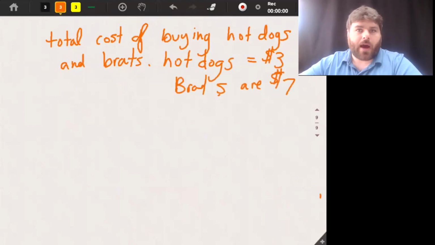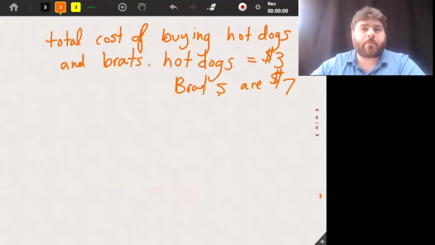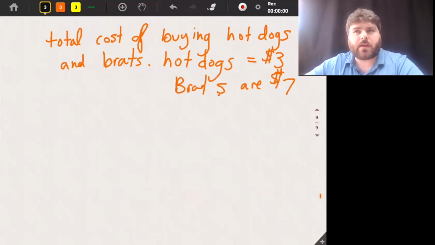I don't know how many I'm going to buy, but I want to come up with an expression that represents that number. So let's just come up with an example. All right, let's use numbers first. So let's say, okay, let's use 4 hot dogs and 4 brats. So how would I find the total amount of money that I spent? Well, I need to find the amount of money that I spent on the brats and the amount of money I spent on the hot dogs, and then add those together.